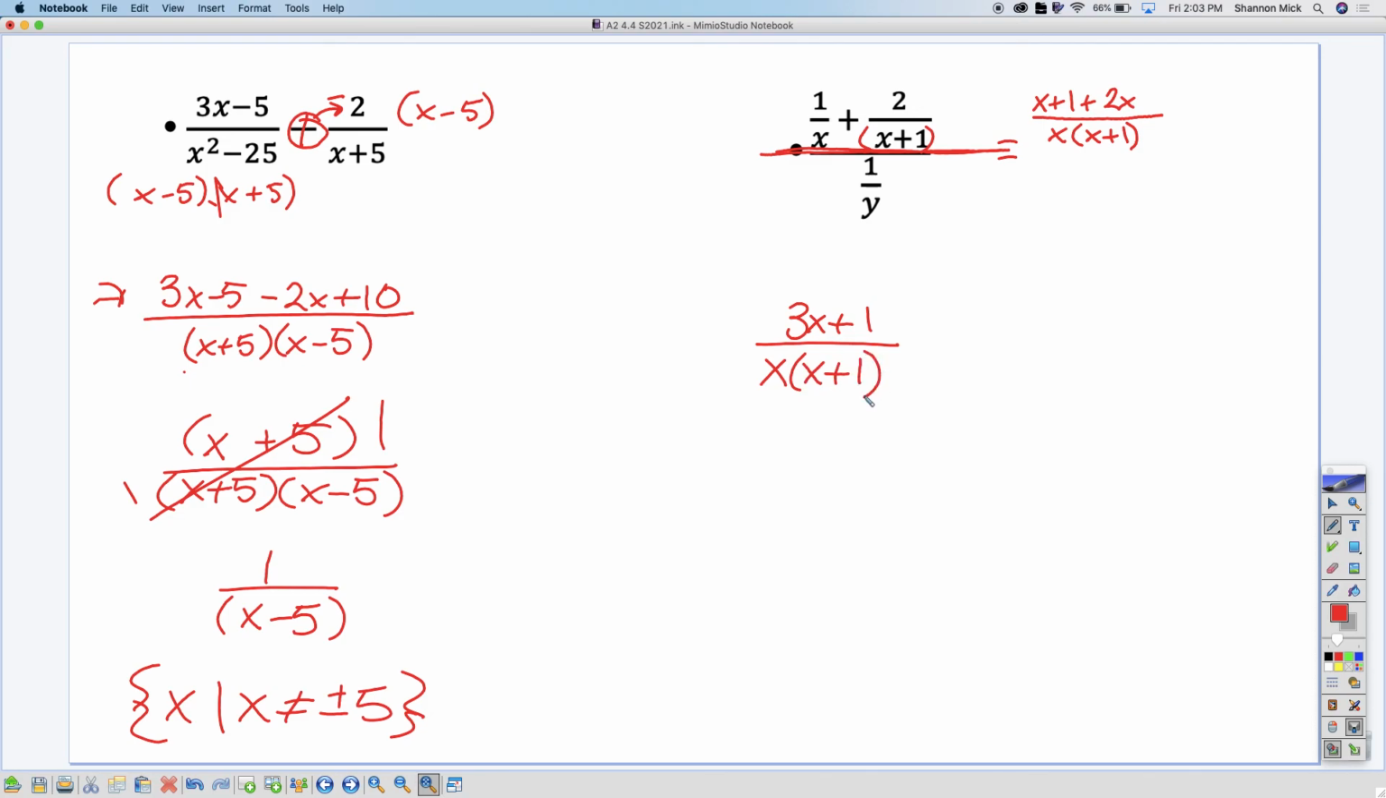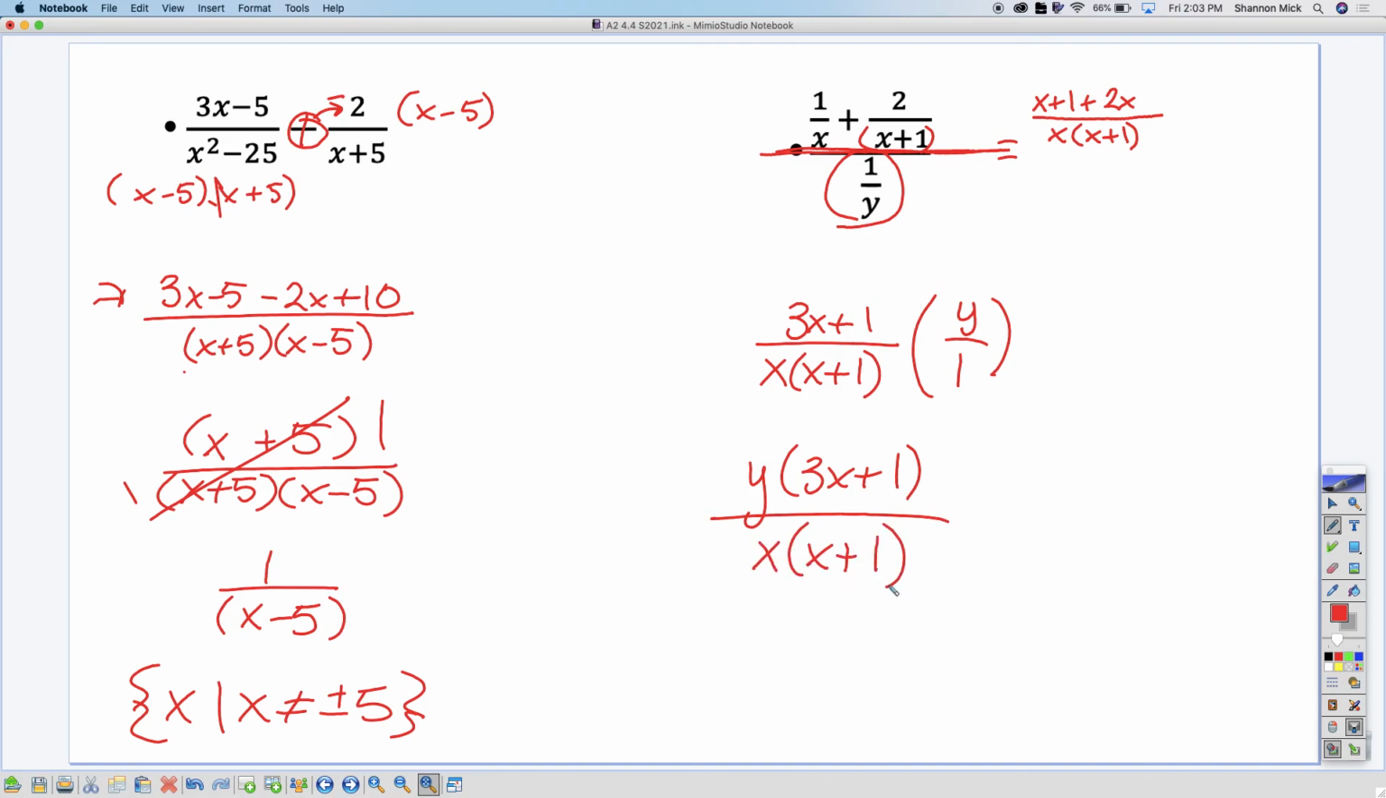Is the denominator in the actual problem one fraction? Yes. So it doesn't need to be simplified, does it? No. So when I divide, I now multiply by the what? Reciprocal, which is y over 1. Now, I can reduce up and down and diagonally. Is there anything up and down and diagonally I can reduce? No. So I have y times 3x plus 1 over x times x plus 1. And x can't equal what? -1 and 0.